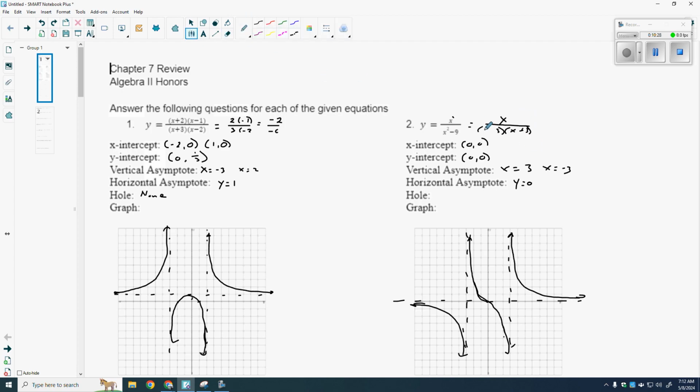All right, we're done. Oh, sorry. No, I'm not done. Got to write the word none. There's no factors on top and bottom that are the same. Now we're done.